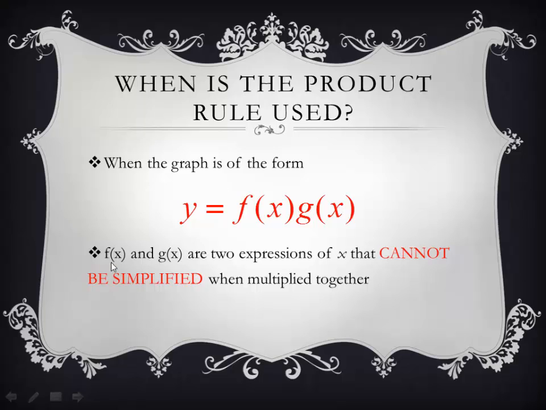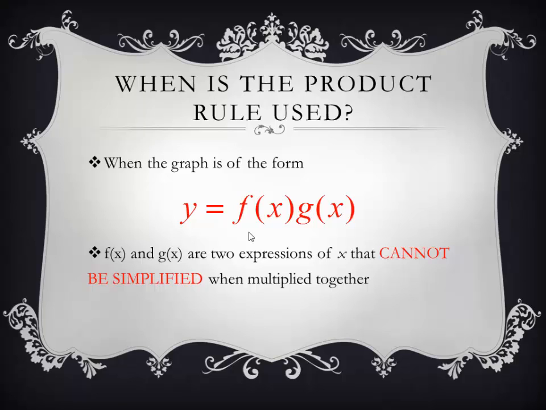Do note that f(x) and g(x) are two different expressions of x that cannot be simplified when multiplied together. If f(x) and g(x) can be multiplied together, then you shouldn't be using the product rule.